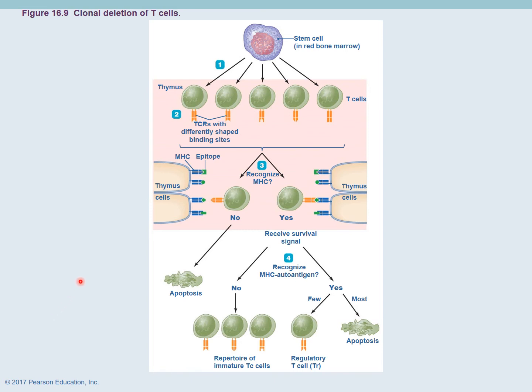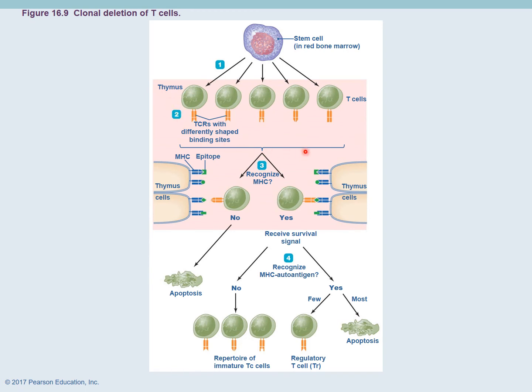So what happens? Here's your stem cell. All cells initially start as stem cells before they differentiate or specialize. So this would be in the red bone marrow. Then these stem cells move to the thymus. These are the precursors for T cells. They mature now into T cells.